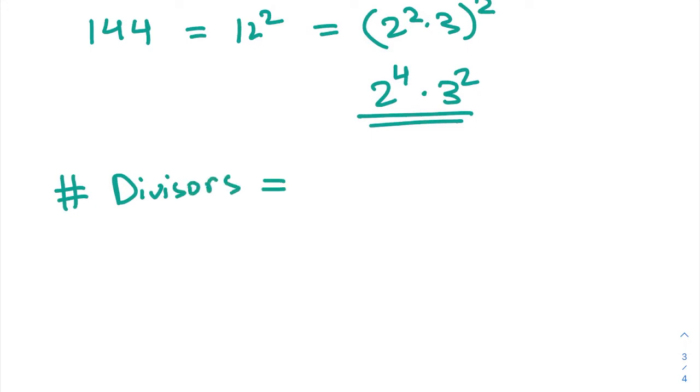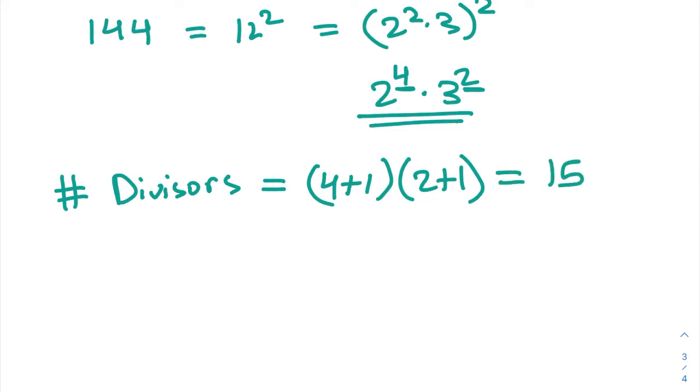And this is just equal to this exponent plus 1, and then you multiply them together. So 4 plus 1 times 2 plus 1, which is equal to 5 times 3, or 15. So we know 144 has 15 divisors. And what's the reason for this?